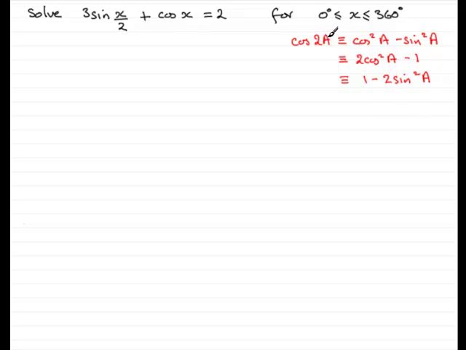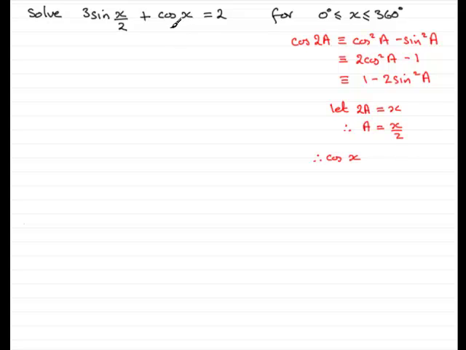Now if I let 2a be the angle x, 2a equals x, then if I divide both sides by 2, I get that angle a is a half x. So that means that instead of 2a, I can say that cos x, because 2a was x, is identical to cos squared a half x minus sine squared a half x, or 2 cos squared a half x minus 1, or 1 minus 2 sine squared a half x. The question is, which one do I choose?